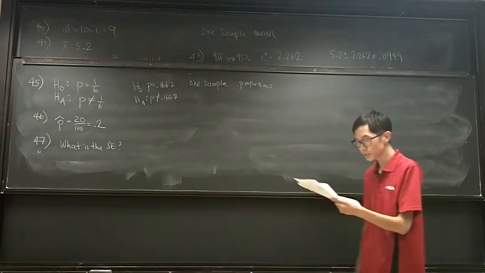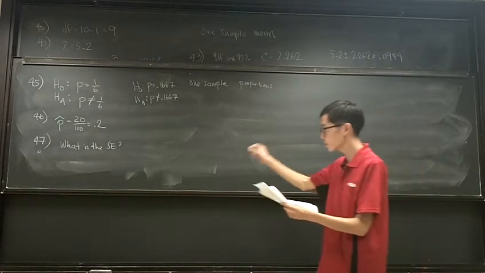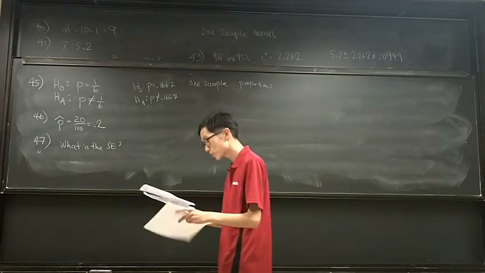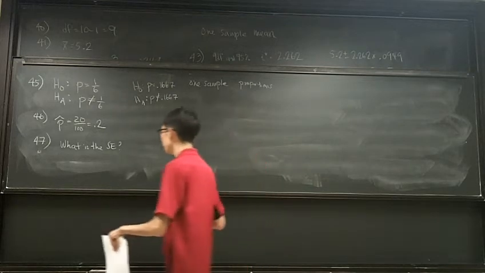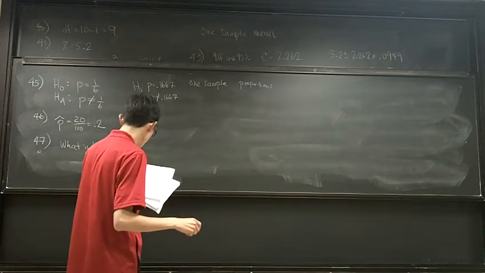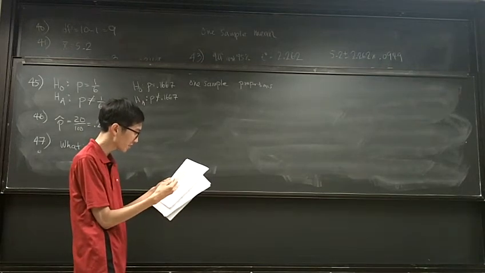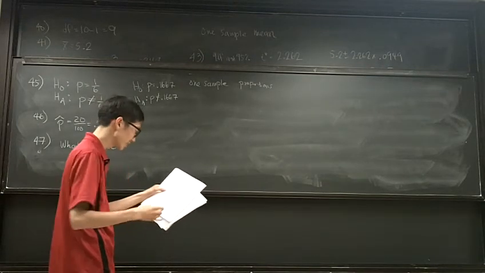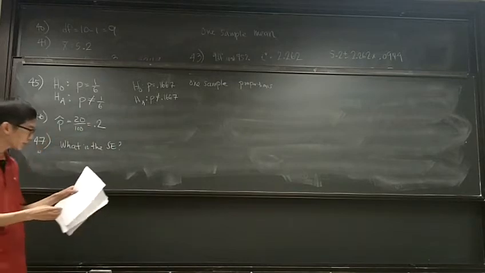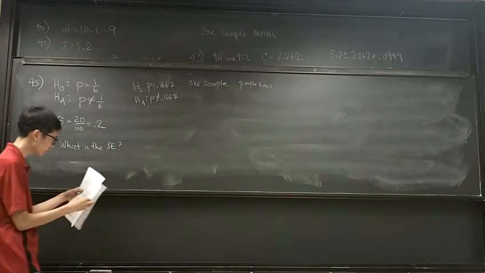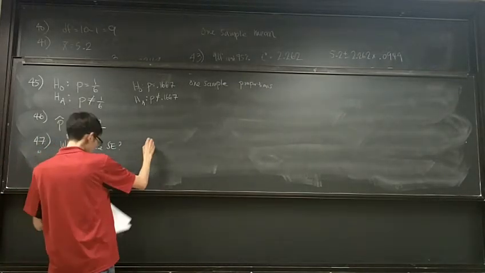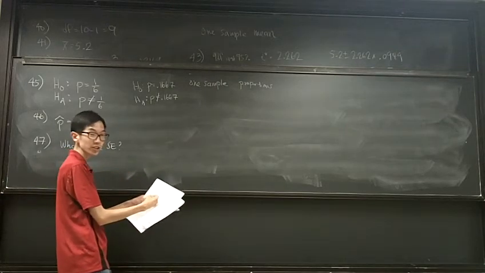47. Okay, so what is the standard error? Anytime you see a question like that, that's what it's asking. Oh, I made a mistake in the practice final answers. I apologize. There shouldn't be a p hat. It should be p. On the answer sheet.